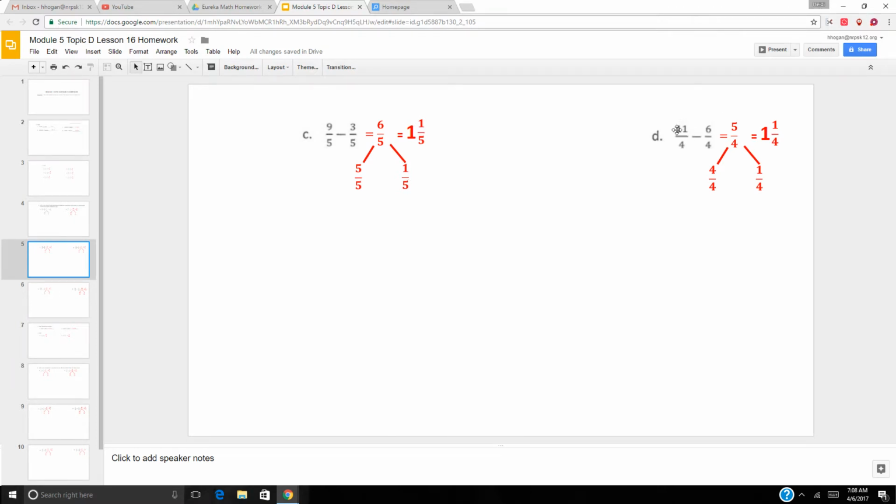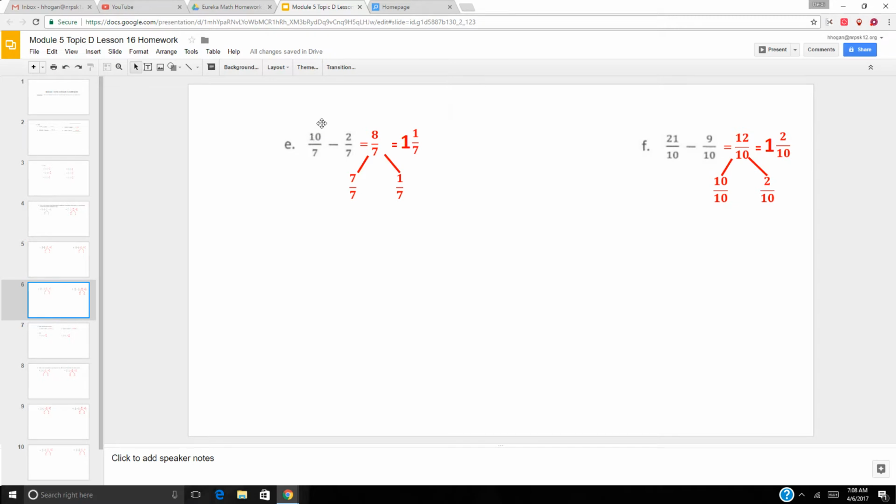11 minus 6, 11 fourths minus 6 fourths is 5 fourths. We make our whole, which is 4 fourths. And if we take 4 fourths away, we're left with 1 fourth, so 1 and 1 fourth. 10 sevenths minus 2 sevenths is 8 sevenths. 10 minus 2 is 8. So we have 7 sevenths, and one more makes 8 sevenths, so 1 seventh. 21 tenths minus 9 tenths. 21 minus 9 is 12, so 12 tenths. We have 10 tenths, 10, 11, 12, so that's 2 tenths, 1 and 2 tenths.